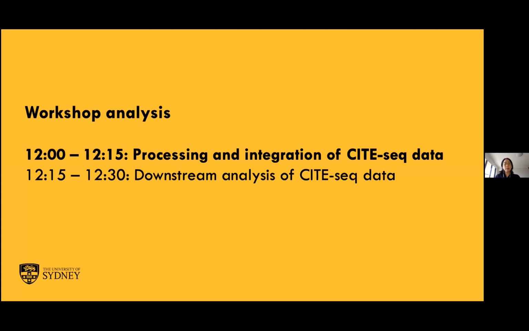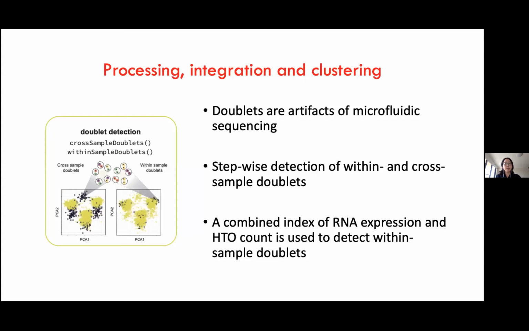Okay, so let's now move on to the workshop analysis: processing and integration of CITE-seq data. The first step is doublet detection. Doublets are unique artifacts of microfluidic approaches where we accidentally co-encapsulate 2 or more cells in a droplet. So this gives us hybrid transcriptomes that we obviously don't want. So we developed a doublet detection approach that is quite specific to CITE-seq and performed a stepwise search for within and cross-sample doublets using both RNA and HTO expression.